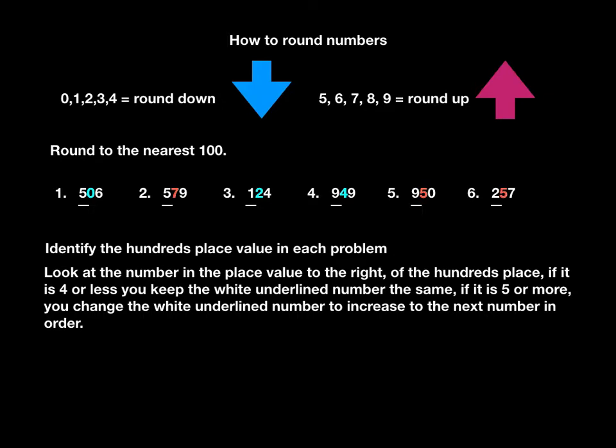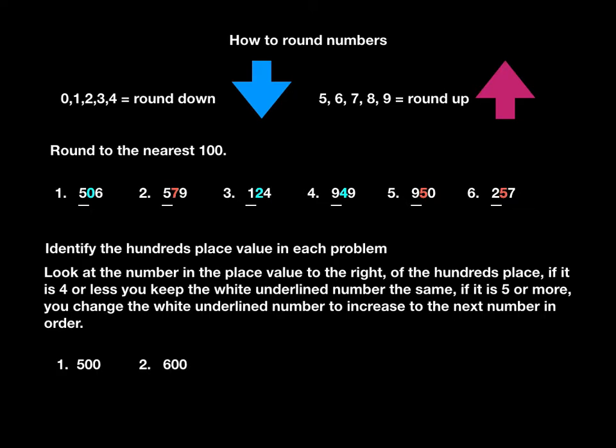So now we need to look at number 1. We have 506. We know that 5 is in our hundreds place, so we move 1 to the right, which is our 0. If it's 0, 1, 2, 3, or 4, the 5 is going to stay a 5. 506 rounds down to 500. 2, we have 579. We need to look at the 7. If it is 5 or more, the hundreds place rounds up, so we have now 600.